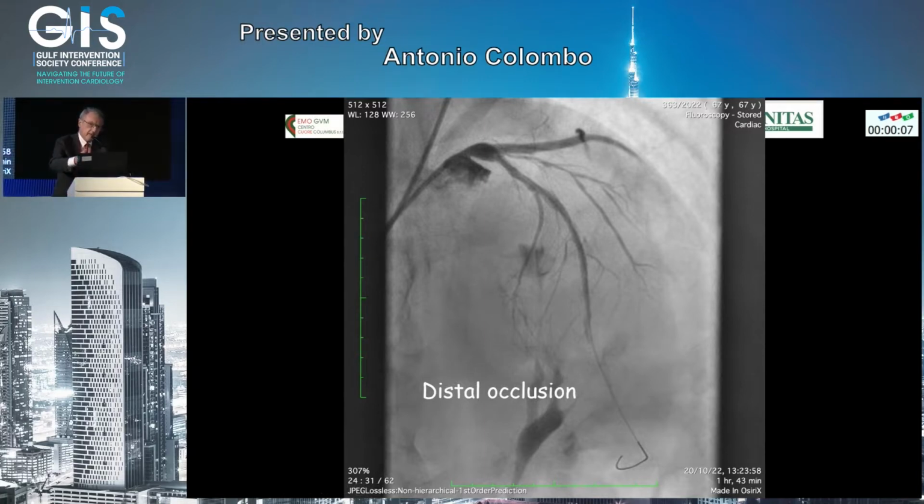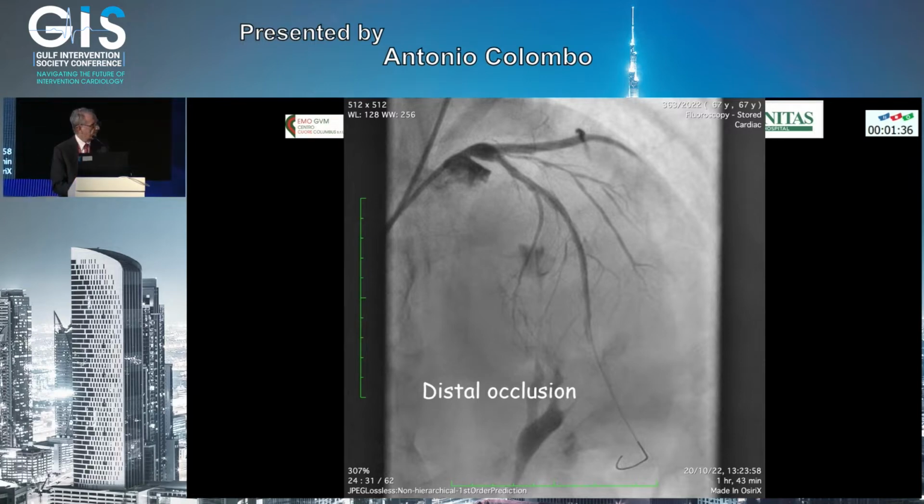Thank God you still have the wire in place, so this is not a big problem. At this point, I think you have a dissection, you have a PDPA of 82, which is not acceptable. You have a distal occlusion. I would say most people would have placed a stent. Yes, probably.